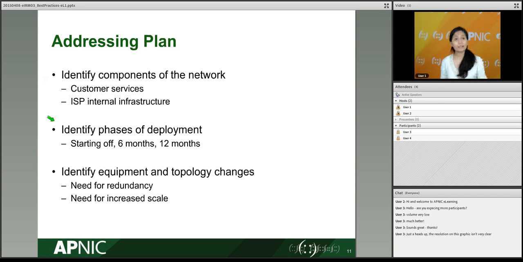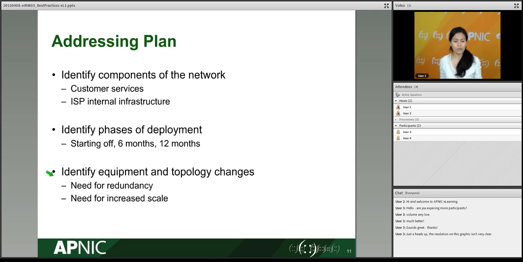Identify the components. Identify the phases of deployment is the second one. So if you're just designing from scratch, then it's actually sometimes easier to do that rather than upgrading from existing ones. So you should be able to identify at which phase of deployment or development you are in. Are you just starting off? Are you 6 months away? In the next year, how do you think this network will grow? Identify what equipment will be added later on, what changes are expected to happen depending on your plan. Do you need any form of redundancy, which means you will have to assign more IP blocks for that particular part of your network? Is there a need to scale your network? And if you're going to do that, is it easy to scale?